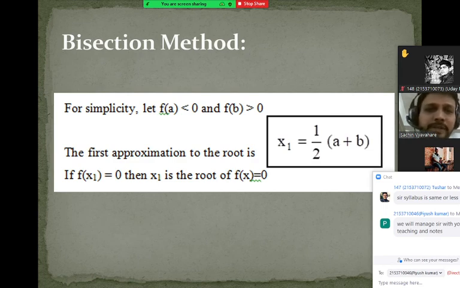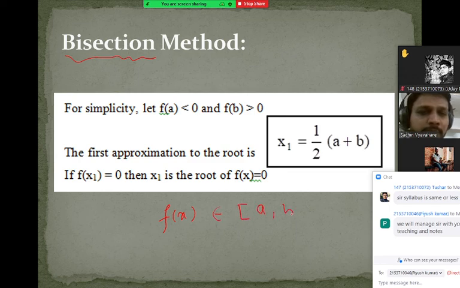So here is the first method. The name of the method is the bisection method. The name itself tells you the idea. Bisect means we have to divide it. So first of all, we are going to consider this function f(x) defined on the interval [a, b], the interval a comma b. So if our function f(x) is defined on the interval [a, b], say we have two values, f(a) and f(b).